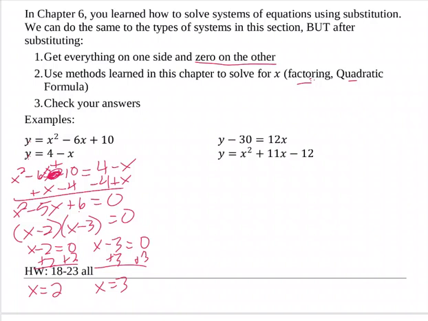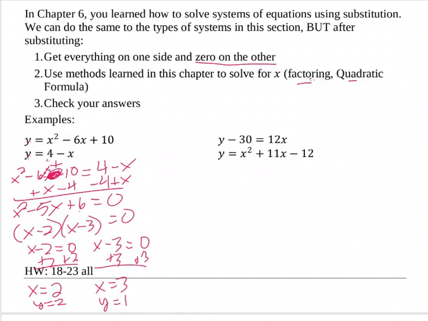Whichever one seems easier is the better one to go with. So that's going to be the bottom equation. So we take 2, plug it in. 4 minus 2 is 2. So for x equals 2, y will equal 2. And then we do the same thing for 3. Take 3 and plug it into the bottom equation. 4 minus 3 is 1. So when x equals 3, y will equal 1.